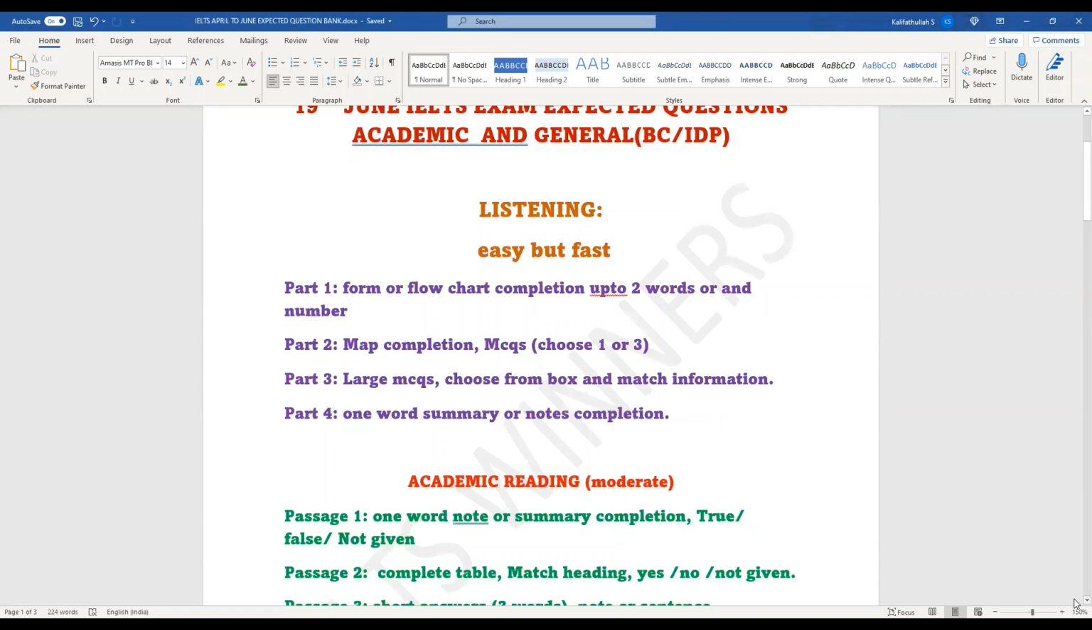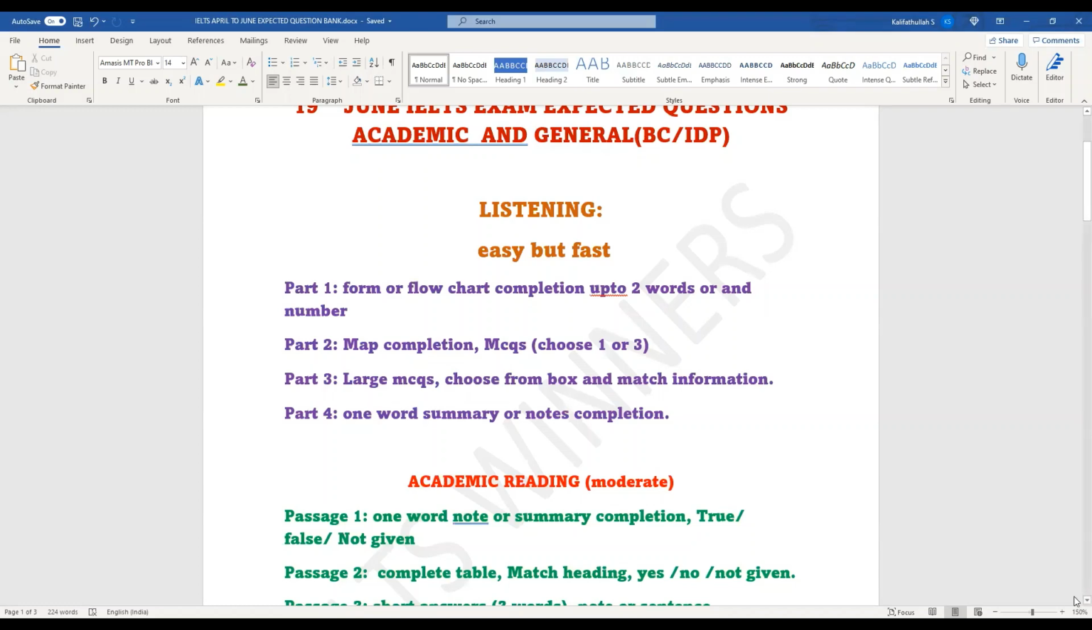Or nowadays, even some students are getting map completion in the form of MCQ. That is, you need to choose the correct option according to the question. So in any format, you can get your map. But map is sure to come.